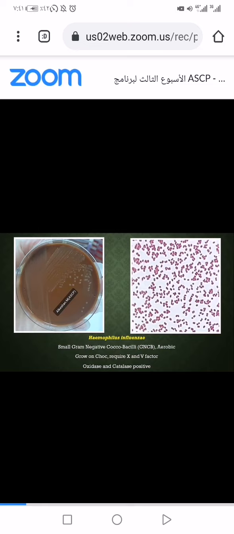So why is it not growing here? Other bacteria like Pseudomonas and Staph aureus should grow in both places, but Hemophilus will grow only on the chocolate. This is a very important thing to give a presumptive identification for Hemophilus. Then we can do the oxidase; it's oxidase positive and catalase positive. We can also do a Gram stain from the colony: we pick a colony, put it on a slide, and check it under the microscope. All these give a presumptive identification for Hemophilus influenzae.